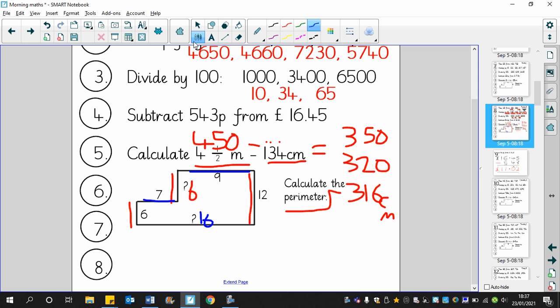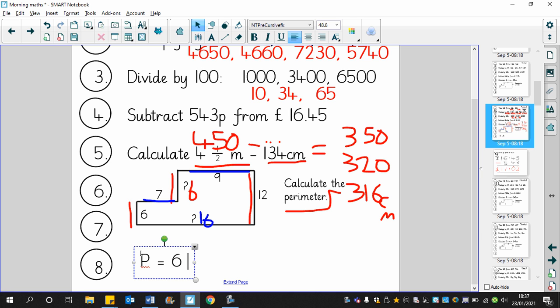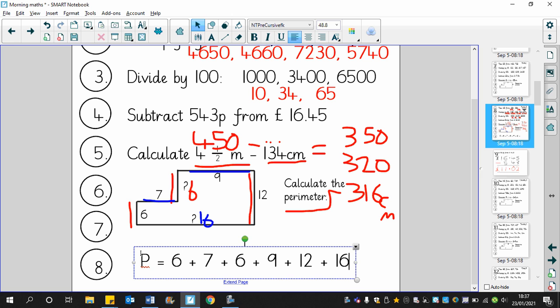So now all we have to simply do is start at this bottom corner where the 6 is, and then go up and along all the way around. Remember, perimeter is the distance all the way around the shape. So we've got P equals 6 first, and then the next is 7, add on 6, the one we had to work out, plus 9 going along the top, plus 12 going down the right hand side, plus 16, which is along the bottom.